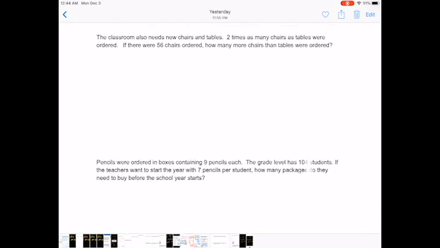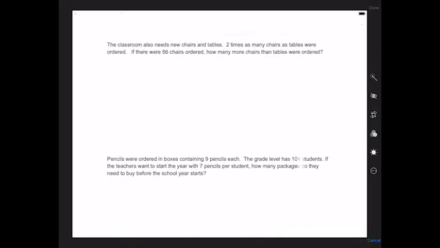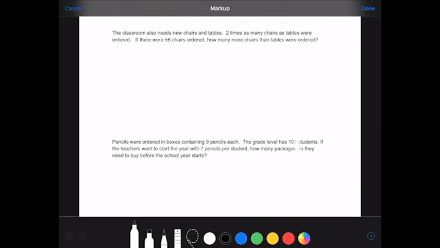All right, the next part says, the classroom also needs new chairs and tables. 2 times as many chairs as tables were ordered. If there were 56 chairs ordered, how many more chairs than tables were ordered? This is for sure one of those that you might want to read more than once.